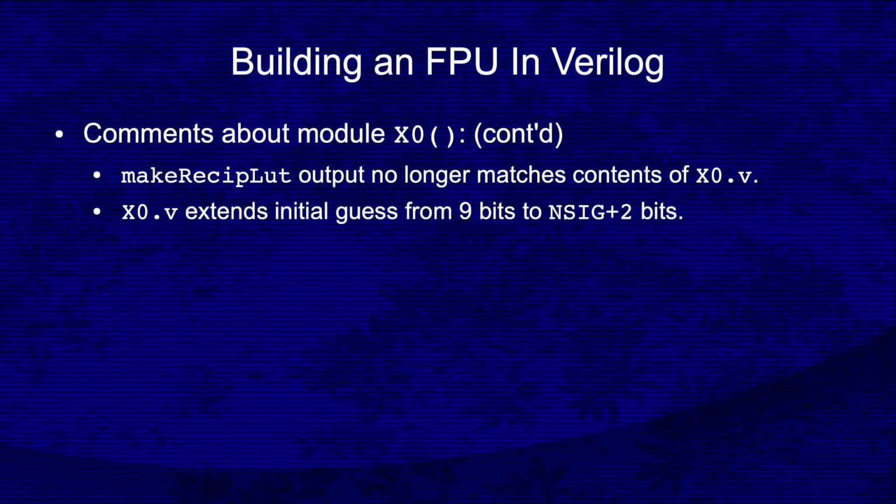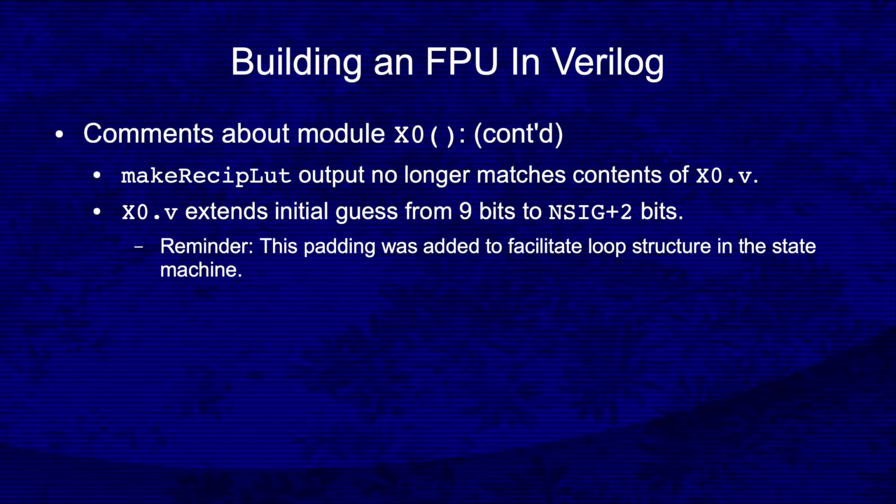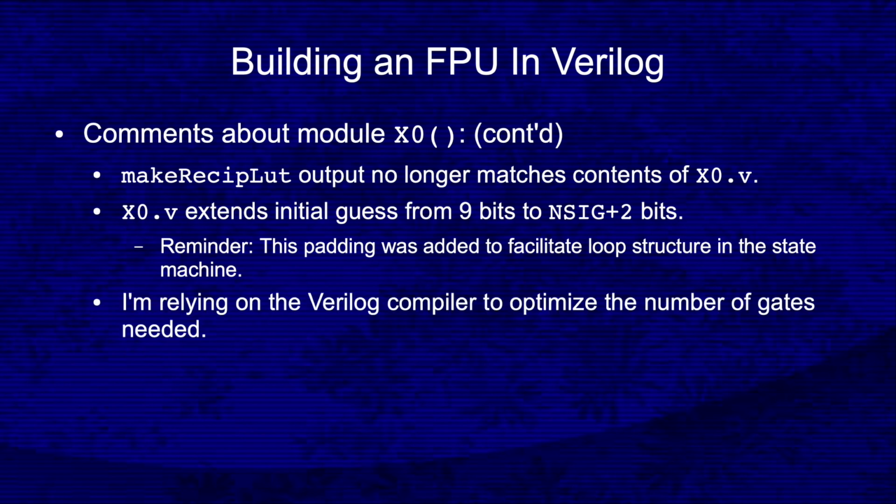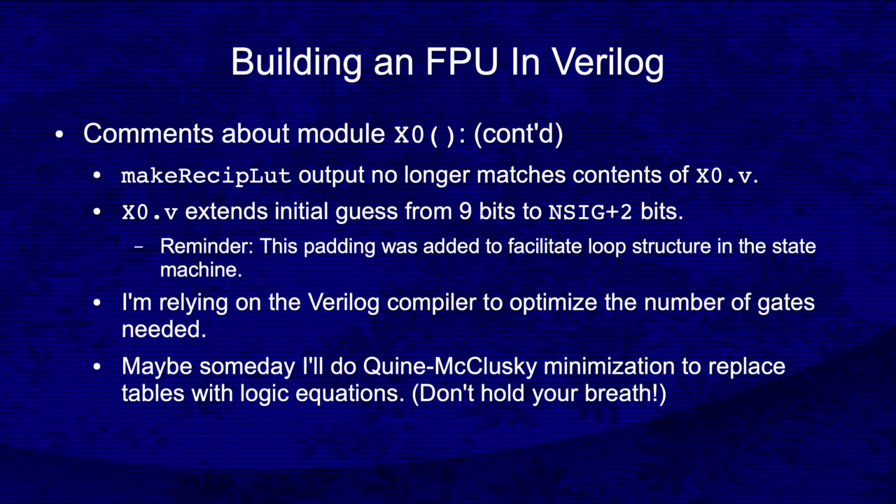The differences are caused by changing the size of the return value from being 9 bits wide to being nsig plus 2 bits wide. As I stated earlier, when discussing the Python prototype code, padding out the lookup value facilitates using a loop to avoid code redundancy in both the Python prototype code and the System Verilog module. Maybe it's wishful thinking on my part, but I expect that the Verilog compiler does a good job optimizing the tables when mapping out the FPGA implementation. At some point, I want to see if I can use Quine-McCluskey minimization and reduce the tables to logic statements.